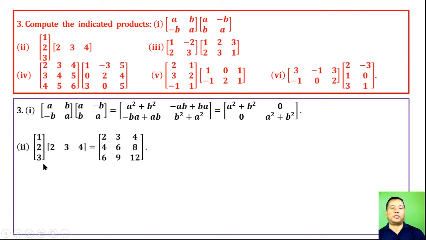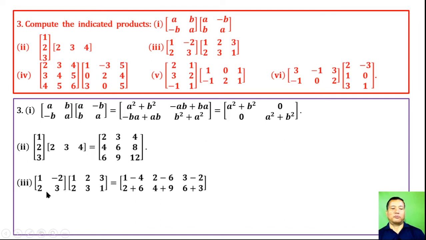Roman number 2 section: first row, first column, second column, third column. The first row element 1 times the first column, second column, third column: 1 into 2 is 2, 1 into 3 is 3, 1 into 4 is 4. For 2, first column, second column: 2 into 2 is 4, 2 into 3 is 6, 2 into 4 is 8. For 3: 3 into 2 is 6, 3 into 3 is 9, 3 into 4 is 12.